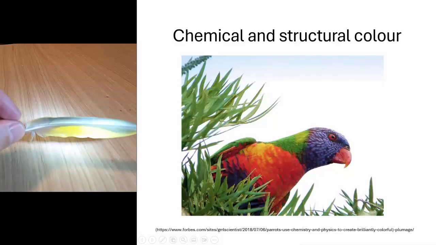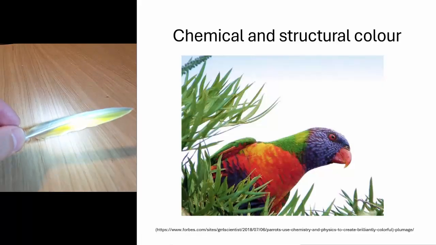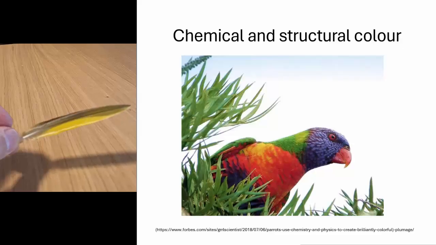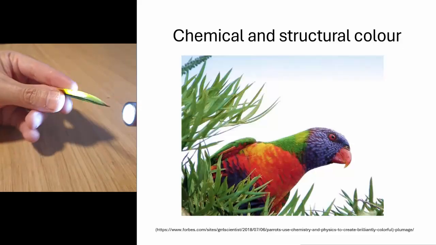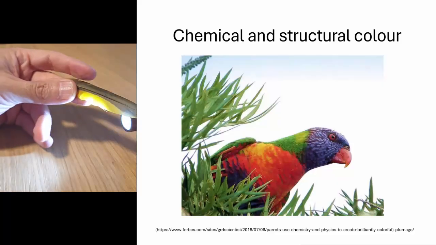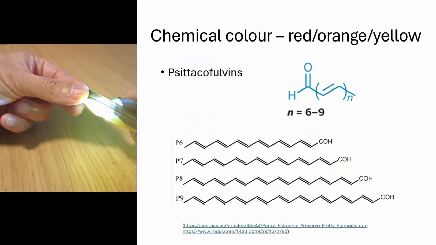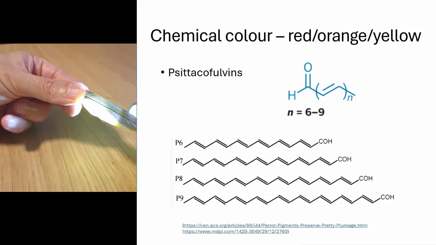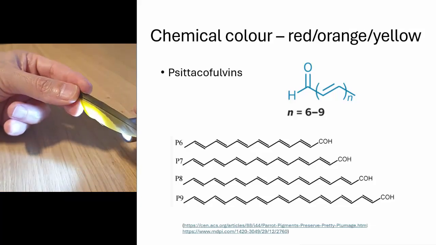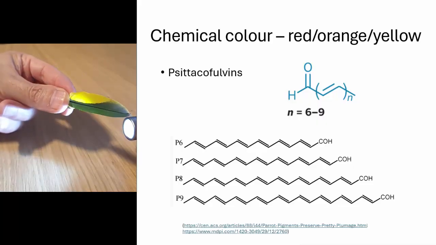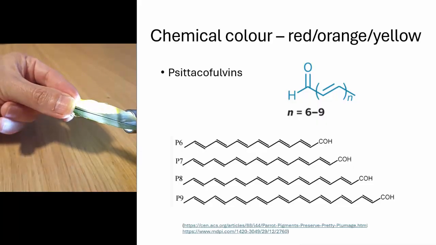So if you flip it over, you can see that the yellow remains no matter what you do, but the green disappears. And if you shine a light behind the feather as well, you'll find that the yellow stays and the green disappears. And that's because the yellow is from a pigment. That's called, I think it's, I don't know how to say it, psittacofulvins. And the green is just a structural color.